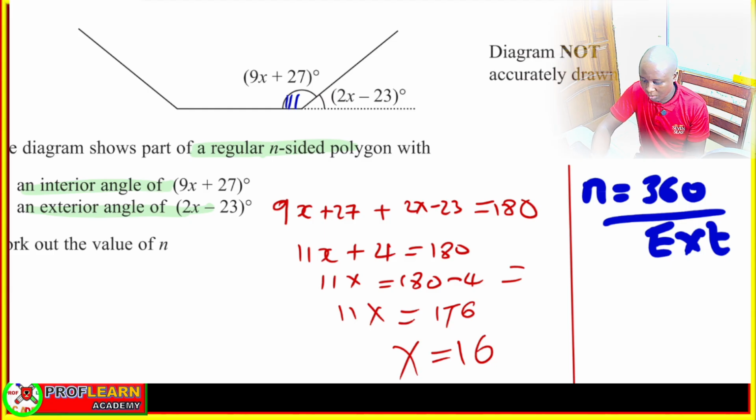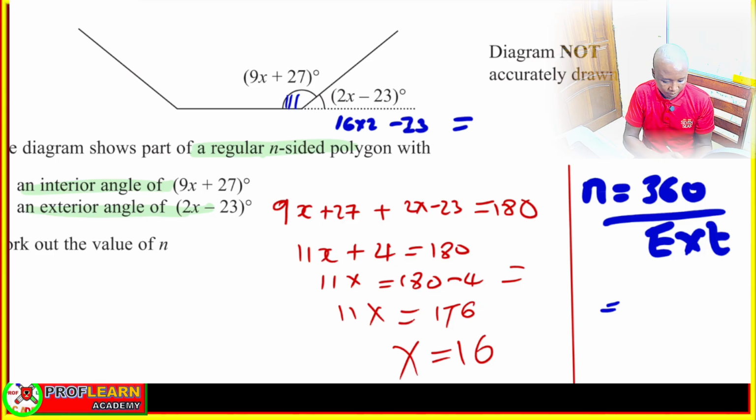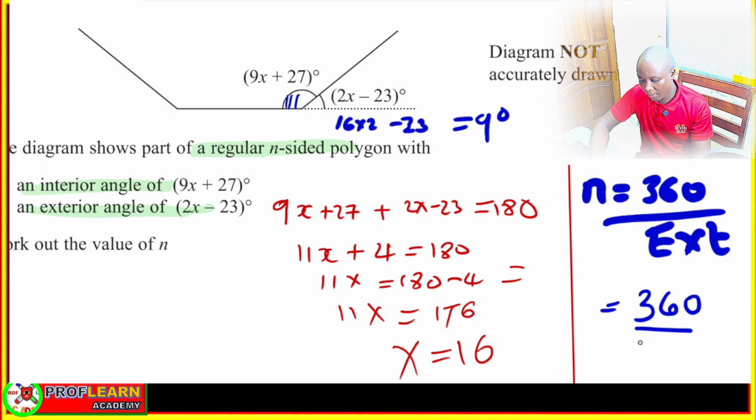So in that case, our exterior angle is going to be 16 times 2 minus 23, which is 32 minus 23, which is 9 degrees. So for us to find the number of sides, it will be 360 divided by 9, and if you work it out, we're going to get 40 sides.